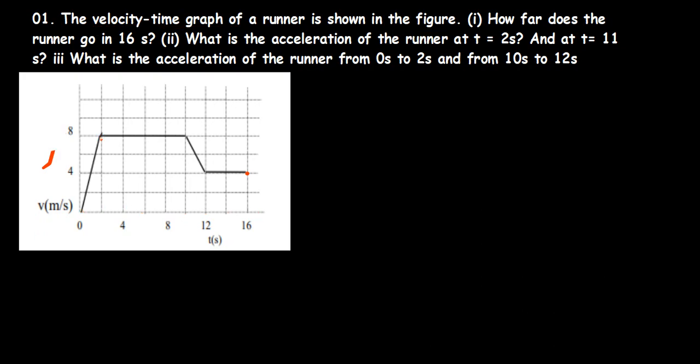So from this, what are the questions that they are asking us to find? The first question is: how far does the runner go in 16 seconds? Meaning, starting from here all the way up to here, how far has that runner traveled, or how far has that runner moved? To find that, what are we going to do? We are going to use the area under the curve.